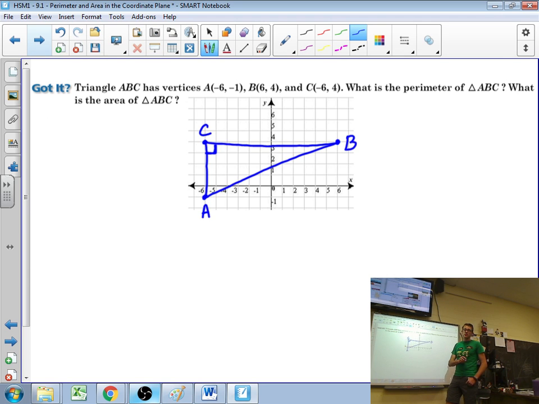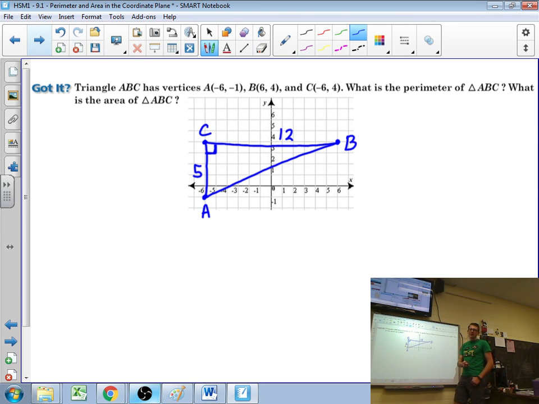So what's nice about the horizontal and the vertical, I can just count. How far is this side? Well, 1, 2, 3, 4, 5. So I got 5 on that side. How long is this leg? Well, I can count again, or I can just do the difference. If this is 6, and that's -6, well, to go from +6 to -6 is a total distance of 12, because I know it's 6 to get to 0, and then 6 more to get to -6.